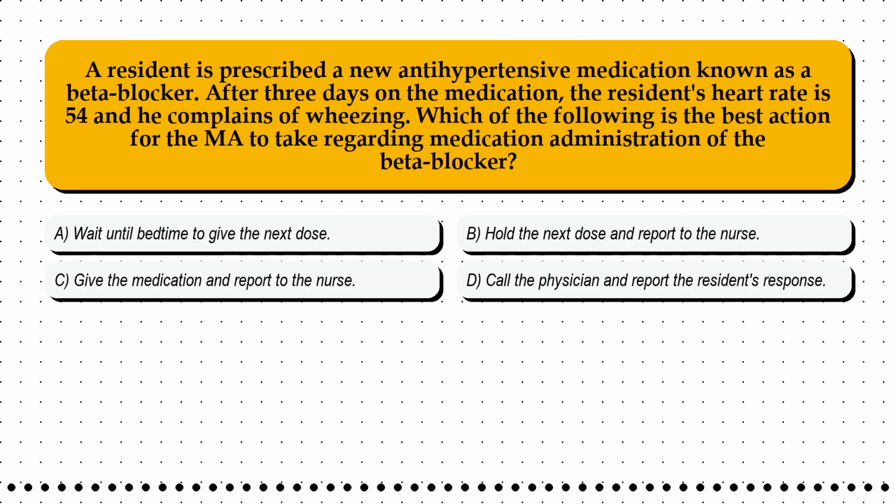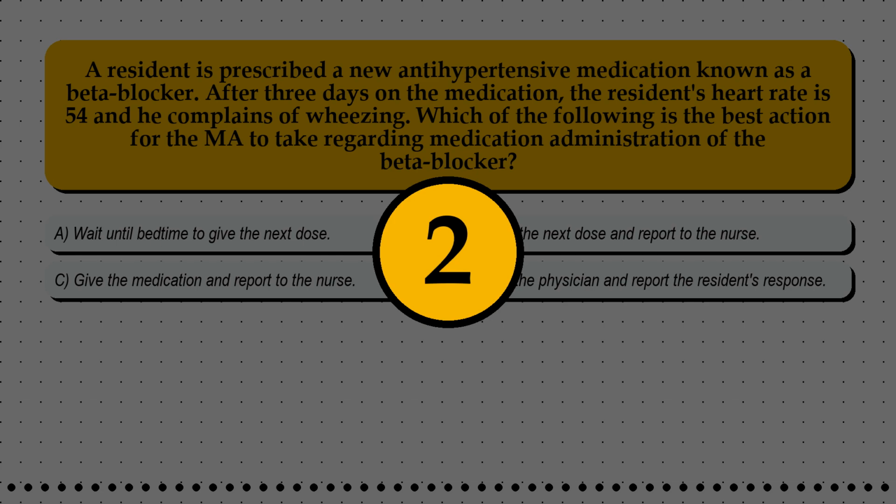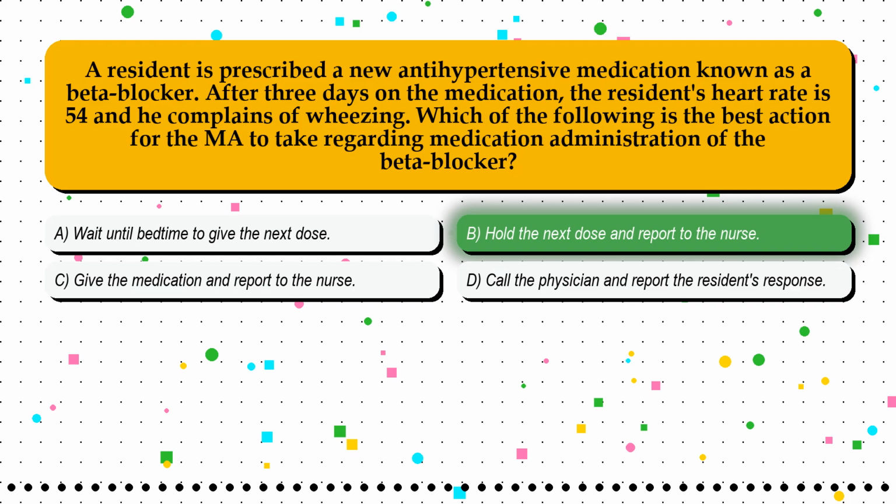Question 42. A resident is prescribed a new antihypertensive medication known as a beta blocker. After 3 days on the medication, the resident's heart rate is 54 and he complains of wheezing. Which of the following is the best action for the MA to take regarding medication administration of the beta blocker? Option A, wait until bedtime to give the next dose. Option B, hold the next dose and report to the nurse. Option C, give the medication and report to the nurse. Option D, call the physician and report the resident's response. The correct answer is option B. Hold the next dose and report to the nurse.